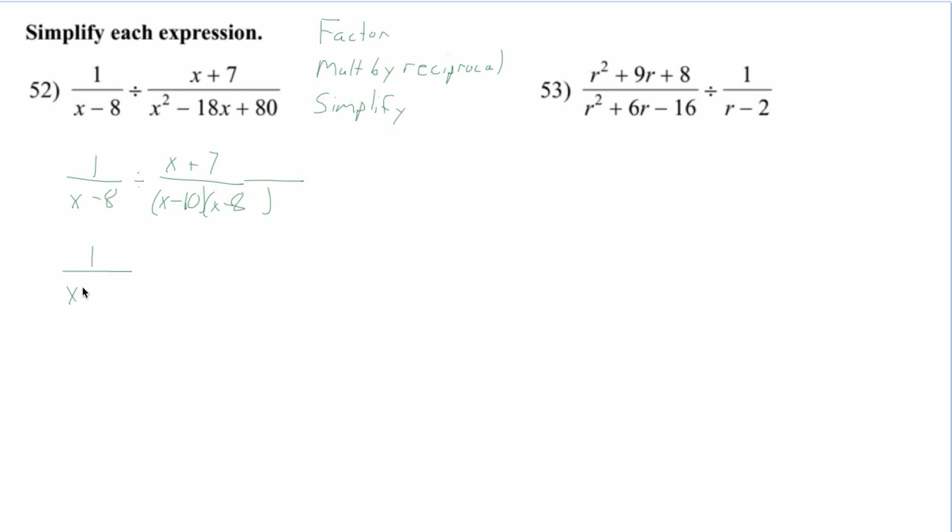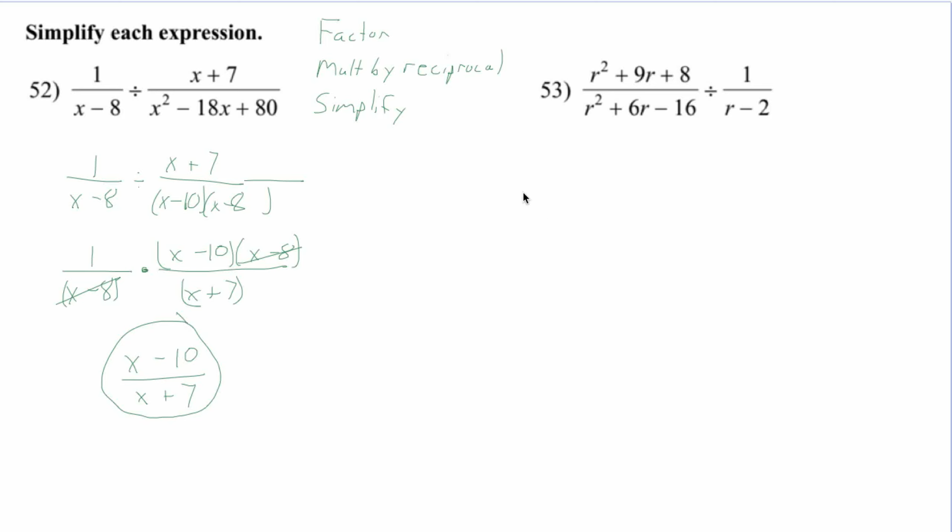So we have 1 over x minus 8 times, take the reciprocal of this second part, and we look for any common factors, and an x minus 8 cancels with an x minus 8. We're left with x minus 10 over x plus 7. We can't cancel these because there's nothing that goes into all four, into x, into 10, into x, and into 7. So this is our answer.